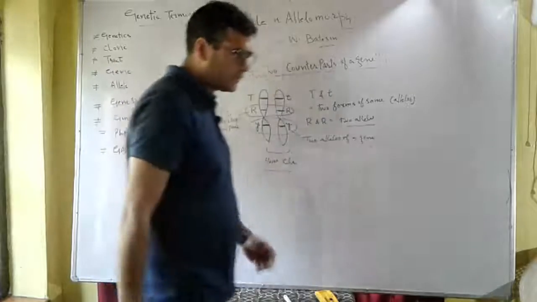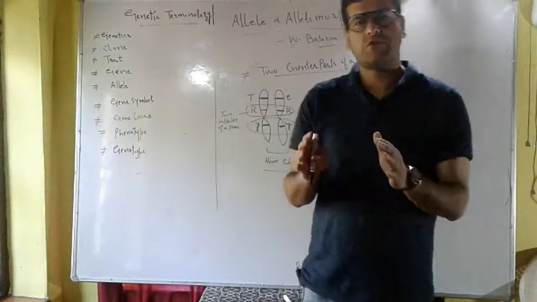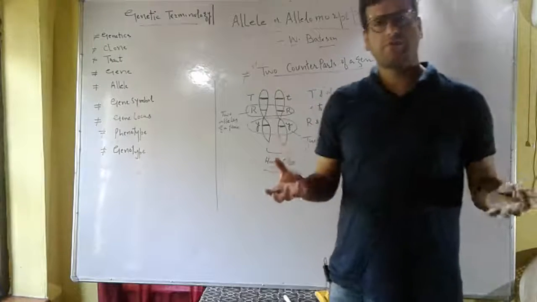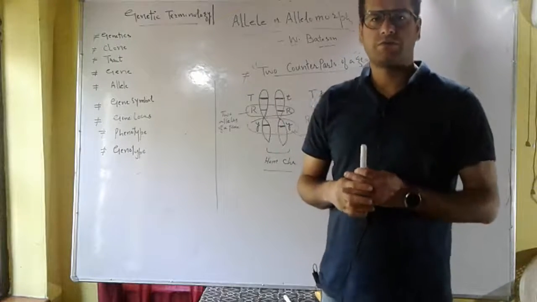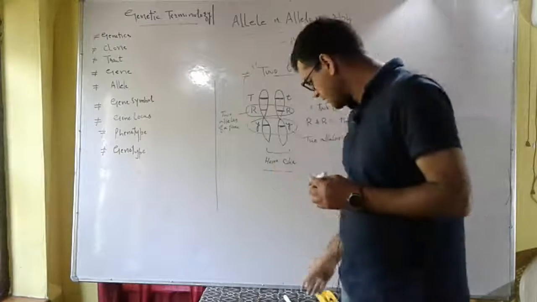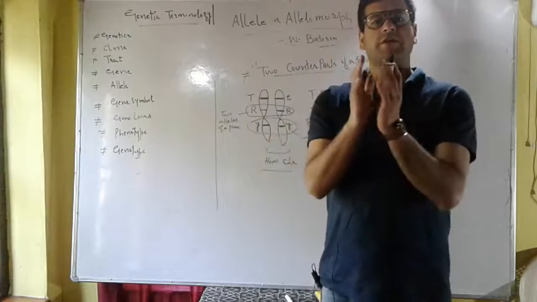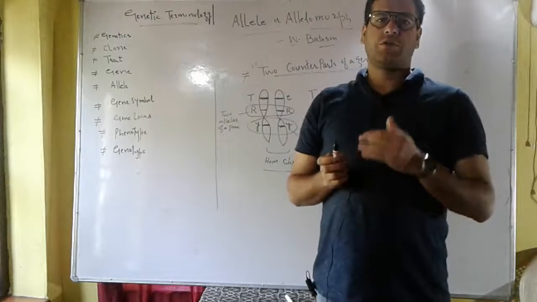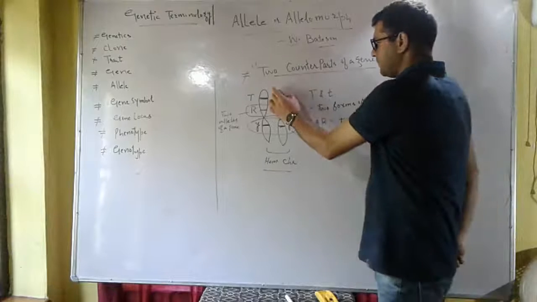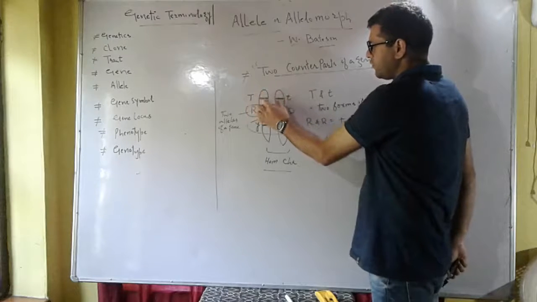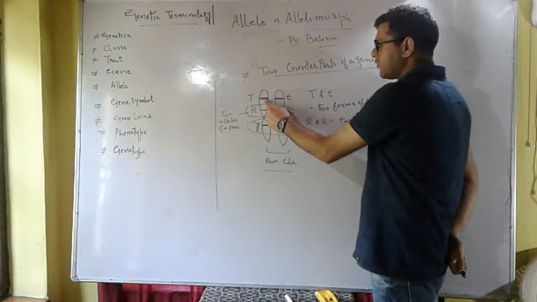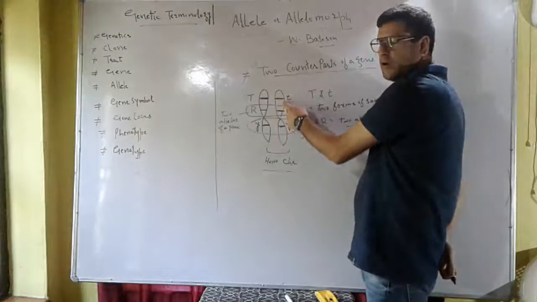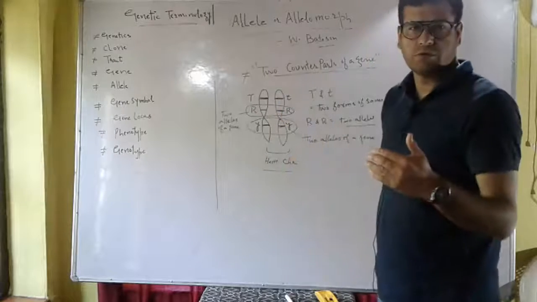So what do you mean by allele? Alleles are two contrasting forms of a gene, or two counterparts of a gene. These two alleles of a gene are present in two homologous chromosomes. That means one allele is present on one chromosome of a homologous pair, and another allele is present on the other chromosome of the pair.